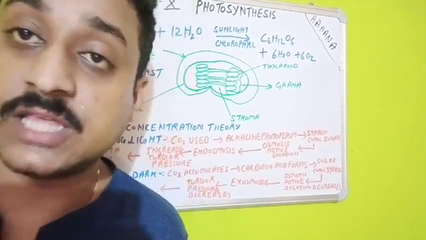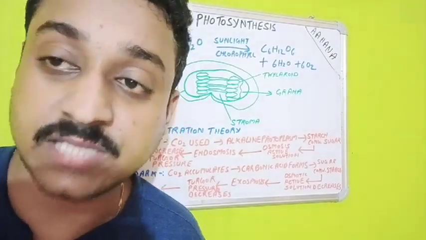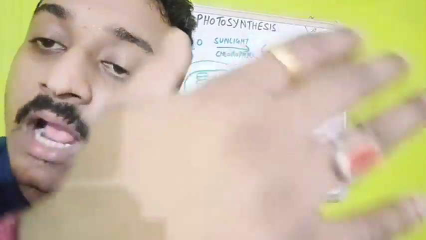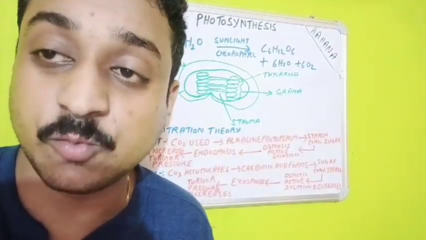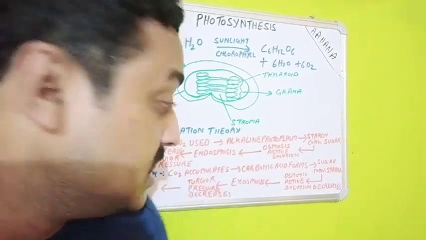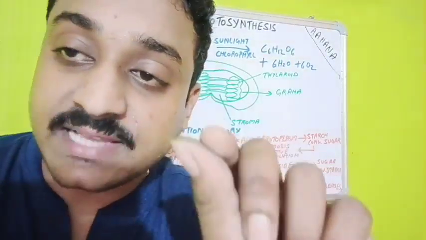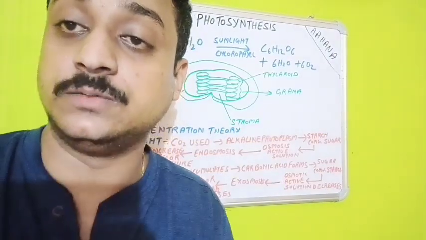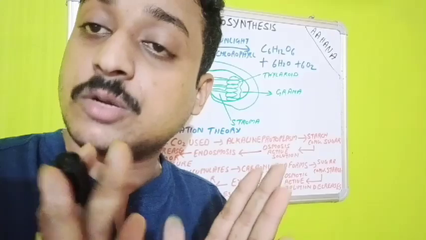So there is no such thing taking place. Exosmosis has taken place. More and more water getting out of the cell, and if more and more water getting out of the cell, you know it is exosmosis. So turgor pressure decreases. Now if turgor pressure decreases, the guard cell will become flaccid and stomata closed.